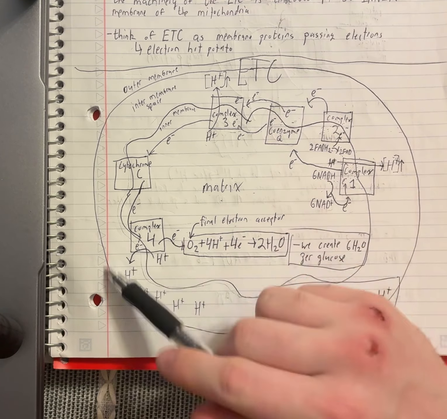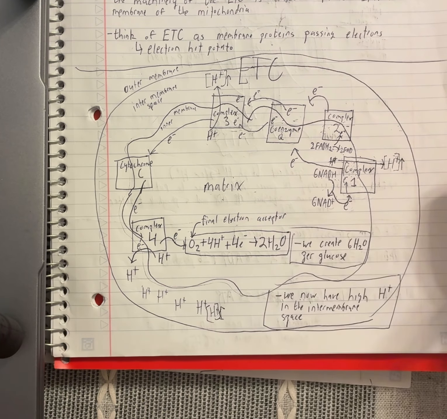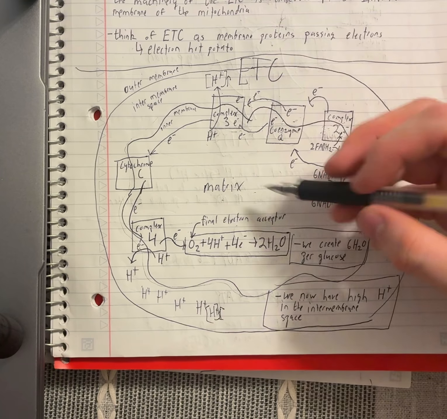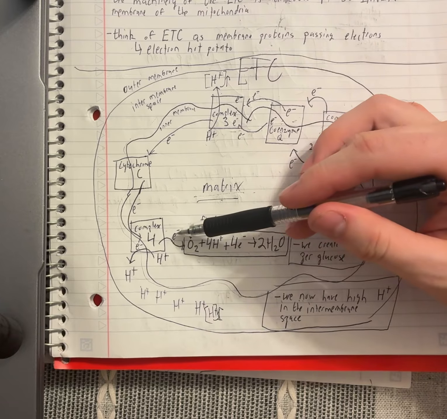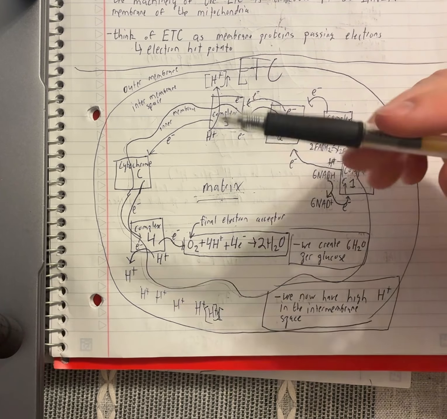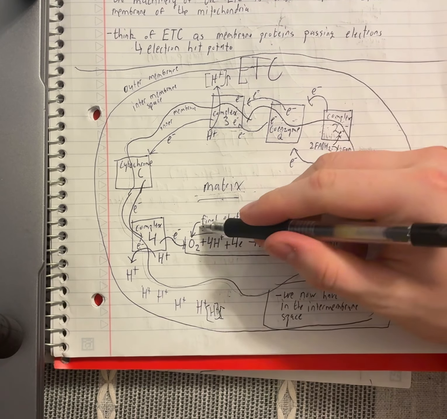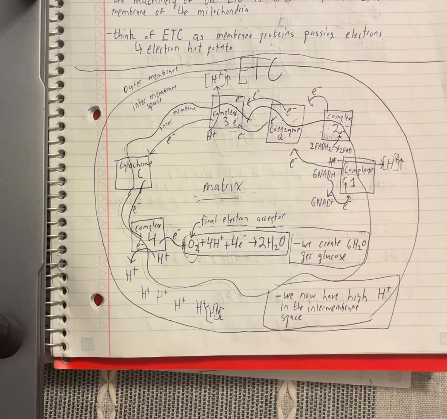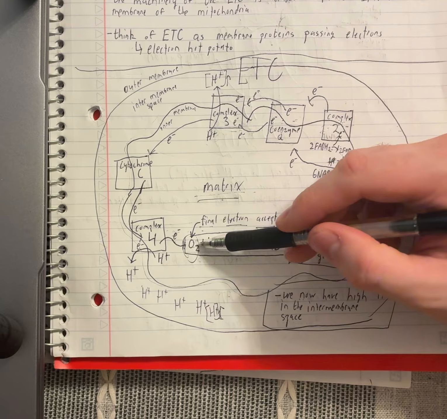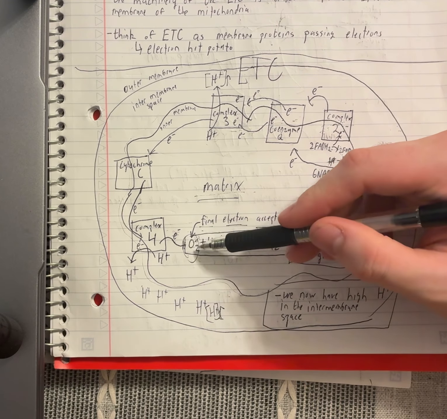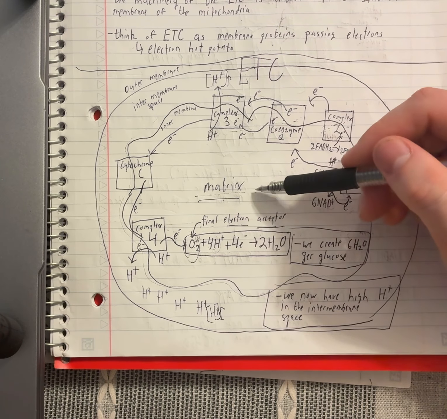So by the time we pass all those electrons to complex 4, we have a ton of protons in the intermembrane space. Tons. Big gradient. And we don't have many in the matrix because we've been pumping them out of the matrix. So the last thing that these electrons are going to do is be accepted by the final electron acceptor. And the final electron acceptor is always oxygen. Oxygen wants those electrons, and when oxygen picks up those electrons to balance that charge, this oxygen is also going to pick up a few remaining protons in the matrix.